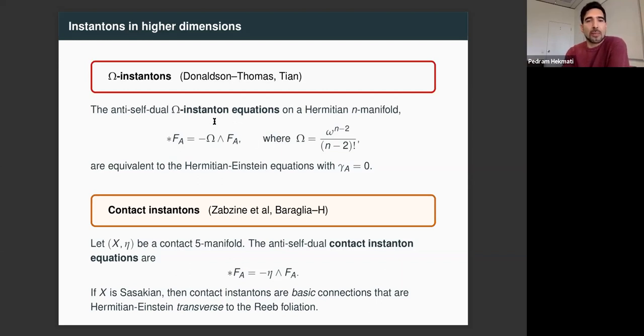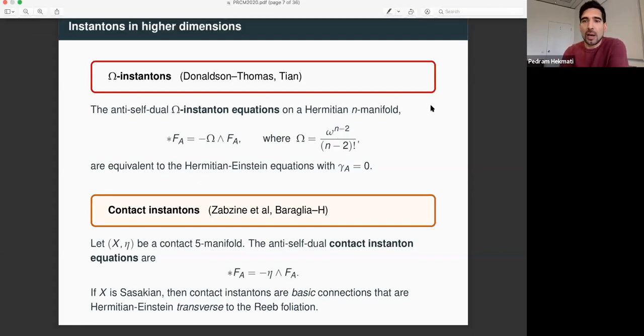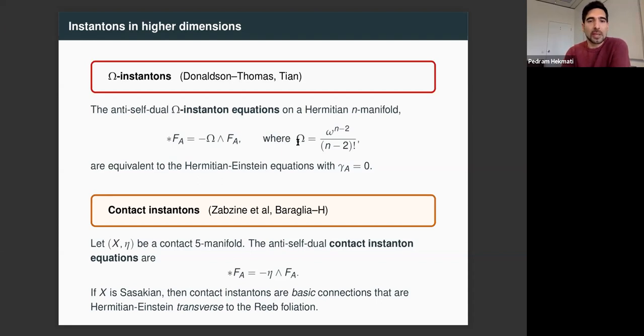Namely, if you have a distinguished form omega of appropriate degree on your manifold, then you can generalize the instanton equation as such. In particular, on a Hermitian n-manifold, a suitable omega would be an appropriate power of the Hermitian form. And of course, on special holonomy manifolds like G2 manifolds and Spin(7) manifolds, there exist distinguished calibration forms that you can use as a choice for omega.